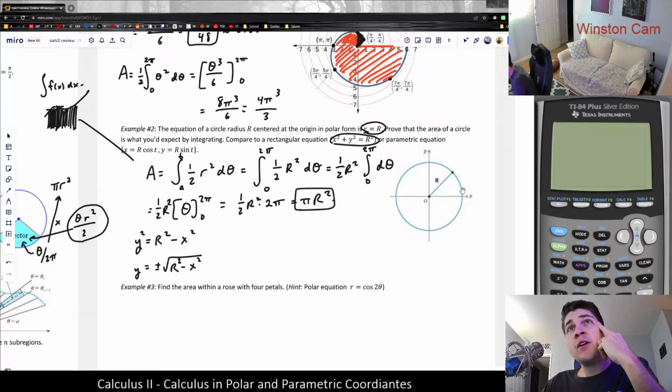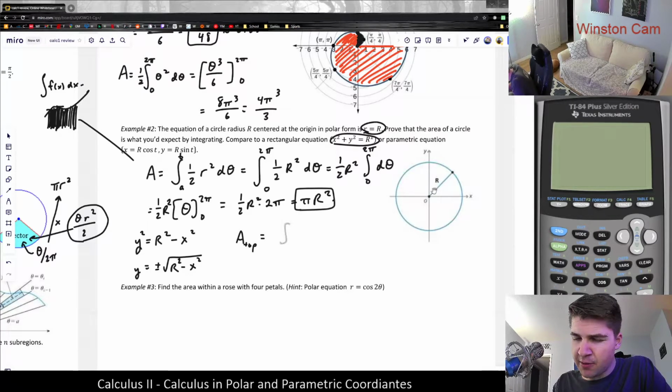And really, we could imagine integrating this from negative R to R if we wanted to find the area under the curve. Because if we're using a rectangular equation as a function, we would integrate over x, which would be from here to here, negative R to R. And so essentially our area, I'll just write the area of the top, would be equal to the integral from negative R to R of the square root of R squared minus x squared with respect to x.